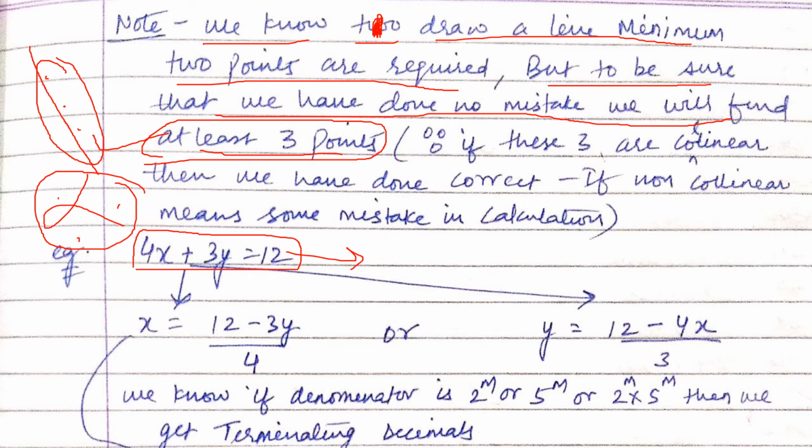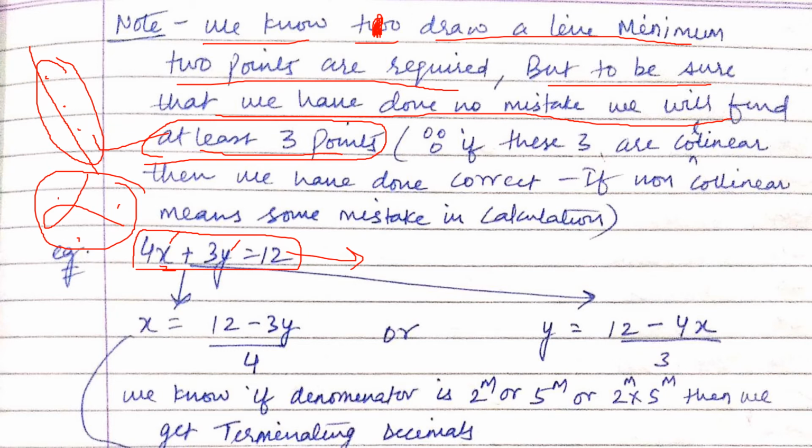Let's see how. What we will do is we will either isolate x or y, and then we will think about which one is preferable or beneficial for us. So let's see, in the first case I am isolating x. What will happen?